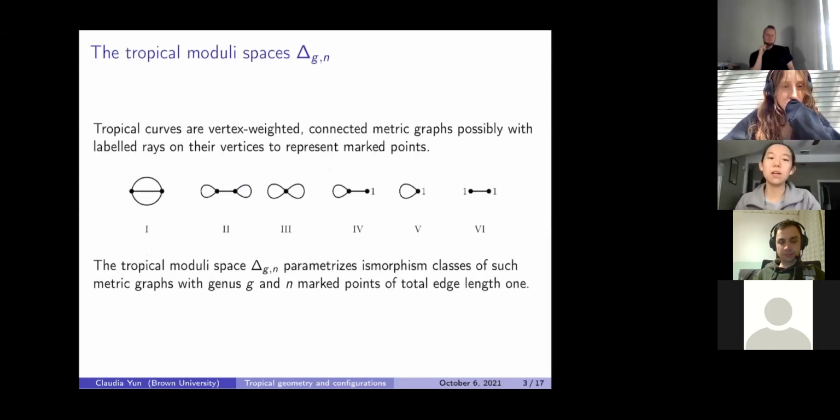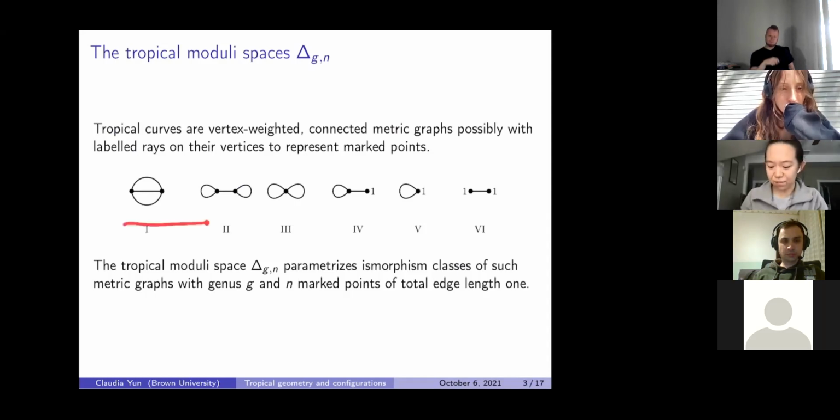And so first of all, I'm just gonna start with a quick general description of tropical curves. I'm not going to give you any technical details or specific definitions, because I think it's good to have an intuition, and you don't really need any tropical geometry really. And so tropical curves are, generally speaking, vertex weighted connected metric graphs, and they can be multi-graphs, which means you can have self loops and multiple edges. And they could also possibly have labeled rays on their vertices to represent marked points.